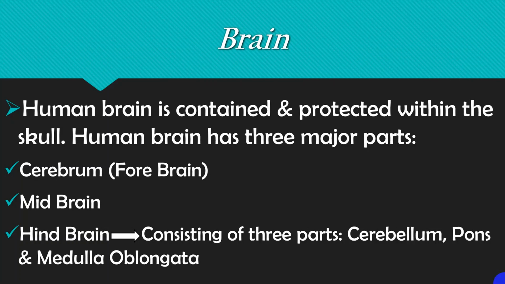The human brain is contained and protected within the skull. Human brain has 3 major parts. Number 1, cerebrum, which is the forebrain. Number 2, midbrain. And number 3, hindbrain, consisting of 3 parts, cerebellum, pons, and medulla oblongata.